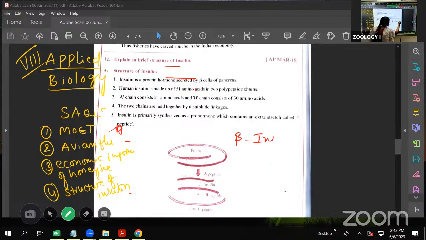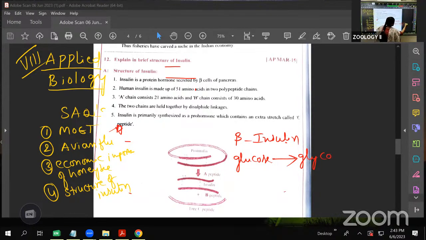What is the use of this insulin hormone? It controls glucose. After we take food, the end product is glucose. When there is excess glucose in the blood, in the presence of insulin it is converted into glycogen, and so insulin controls the glucose level in the blood.